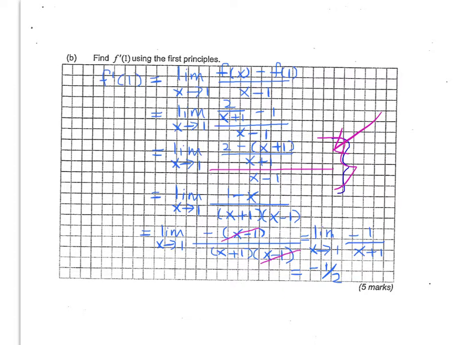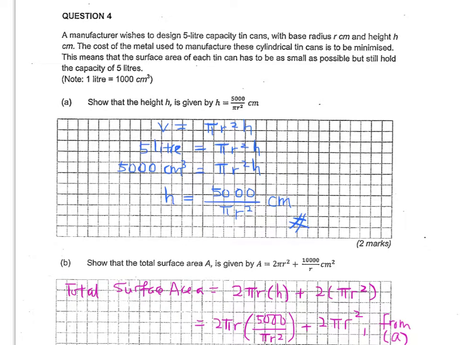Okay, now moving on to the fourth question. Just make sure you read everything carefully and identify all the key values: 5 liters, and of course use this information, 1 liter is 1000 cm cubed, and so on. And of course the volume of a cylinder is pi r squared h. So 5000 cm cubed is this, and eventually you get h equals this.